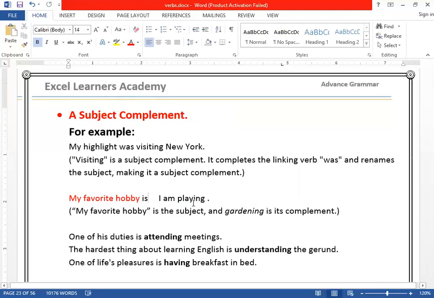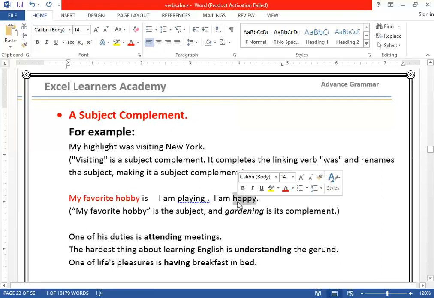It is used after a linking verb. Like, I am happy. I am what? I am happy. Happy completes the meaning of what? The subject I. Happy is called an adjective. It is a subject complement. We have studied this in cases of adjectives.